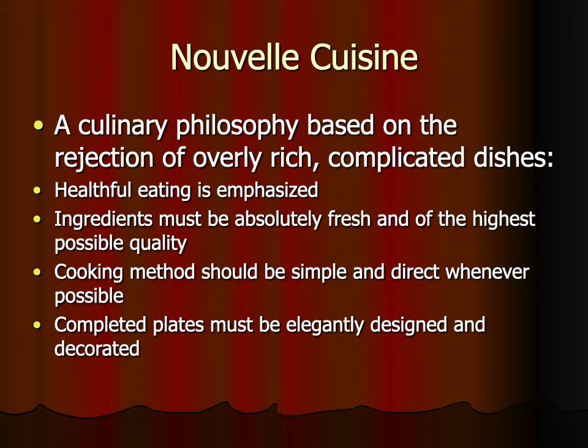The cooking method should be really simple and direct, so it wasn't overcooked. You wouldn't get well done steaks and stuff like that. Everything would be lighter and much more simple and much more direct. Complicated plates must be elegantly designed and decorated. I've said that before. The Troisgros wanted to do these beautiful fanned out duck breasts on a plate to make it look like a flower. So it was pictures on a plate. That's basically what nouvelle cuisine was.